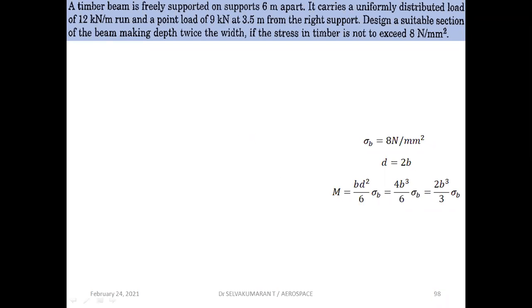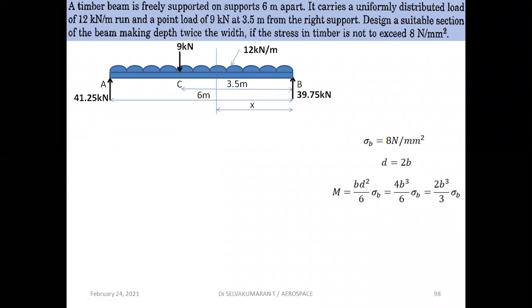So here, freely supported means a simply supported beam of length 6 meter. It is carrying UDL 12 kilonewton per meter over the entire length. In addition to that, a point load of 9 kilonewton is acting at a distance of 3.5 meter from the right support. Now we have the combination of UDL as well as the point load.